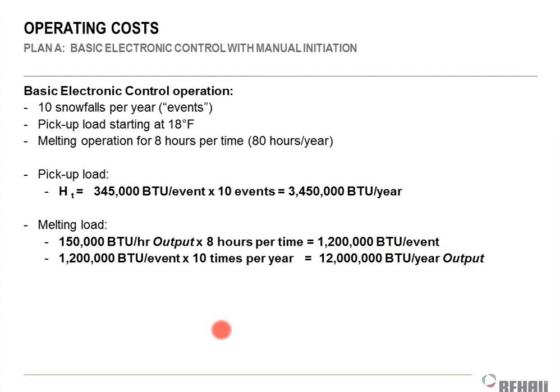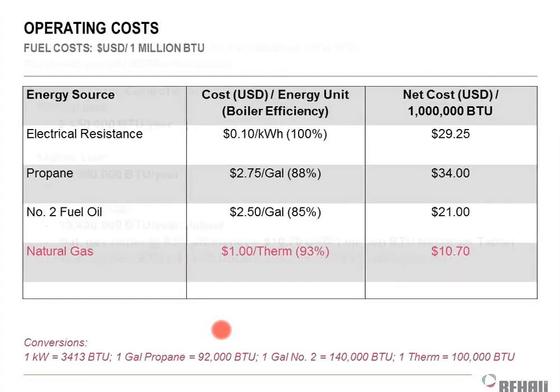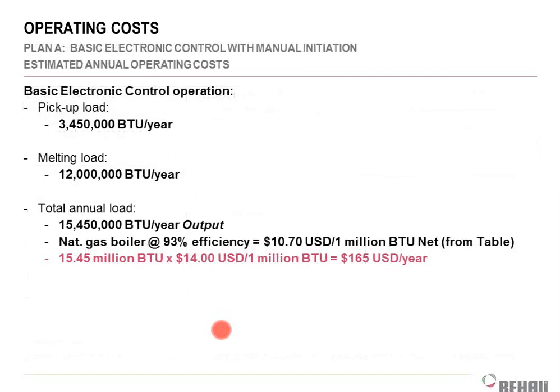So based on the example we just gave, that comes out to about 3.5 million BTUs per year for the pickup load, and about 12 million BTUs per year of the actual melting load for that 1,000 square foot system. Depending on your gas costs, in our case we were assuming $1 a therm, right? So those two, 3.5 million and 12 million, added together is 15.5 million total BTUs per year of output that I need. If I use a 93% efficient condensing boiler, that basically comes out to $165 a year for me to operate this system in that particular manner.